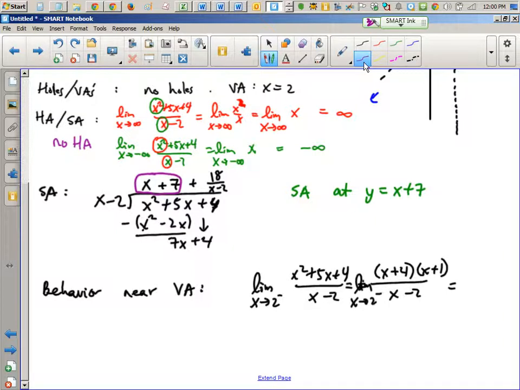Okay, so I'm just going to do it mentally this time. I'm plugging in 1.9 for each x. So that's going to give me 5.9 times 2.9, which is clearly positive, divided by negative 0.1. So that's a negative denominator. So this is going to negative infinity. You can tell. And then if you want to do the right side, the limit as x goes to 2 plus.